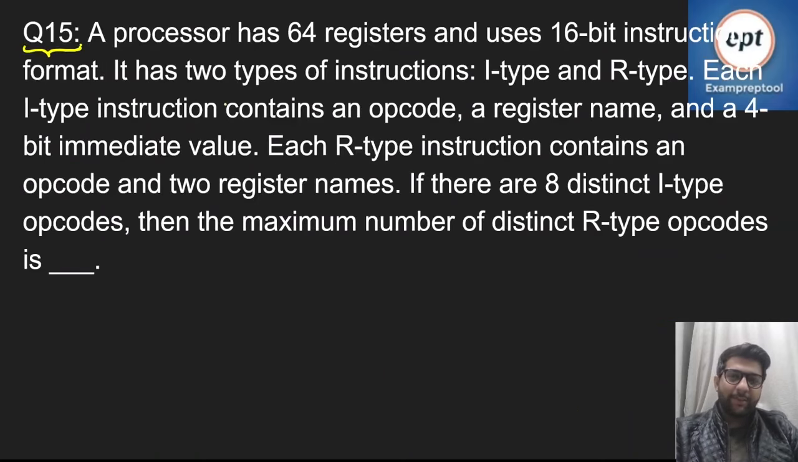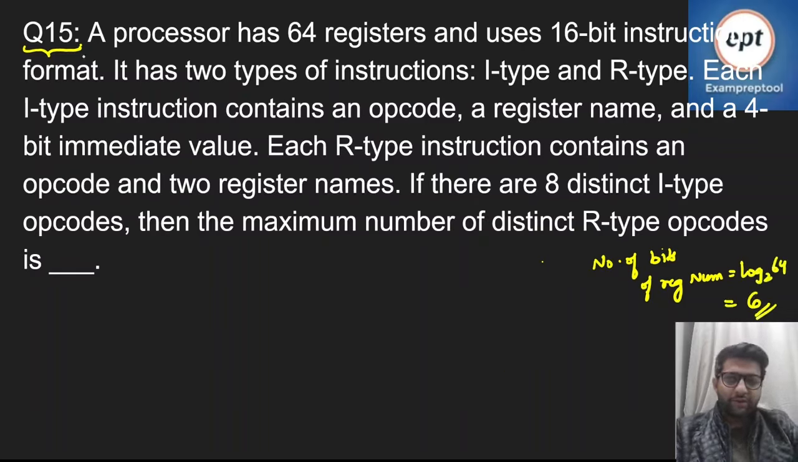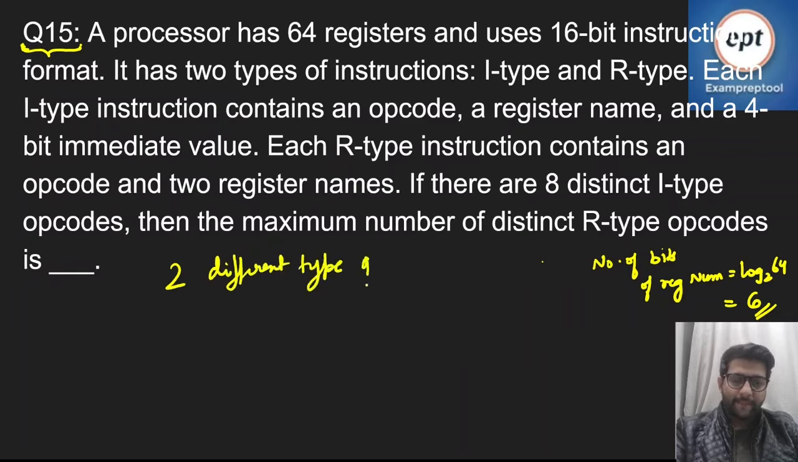So question number 15 says that a processor has 64 registers and uses a 16-bit instruction format, right? So first of all, let's calculate the number of bits for register numbering. It will be log base 2 of 64, that will be 6, right? Now this type of processor supports two types of instruction. This is a new, different type of question with two different types of instruction supported, and these types of questions are usually asked for 2 marks. So let me explain how you can solve these types of questions.